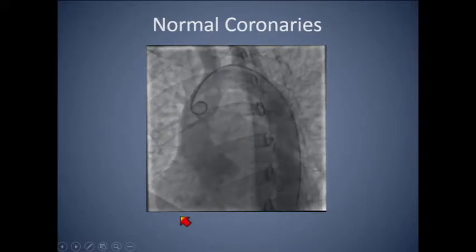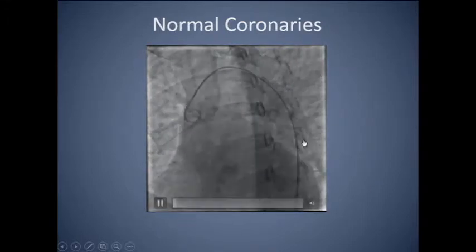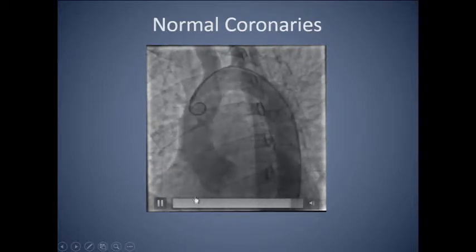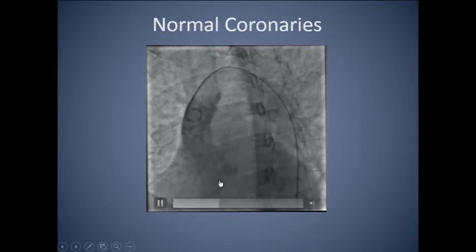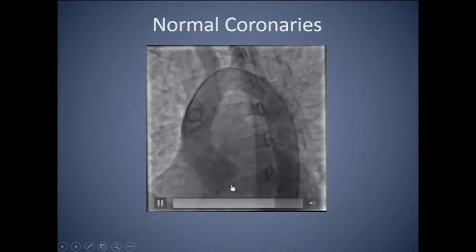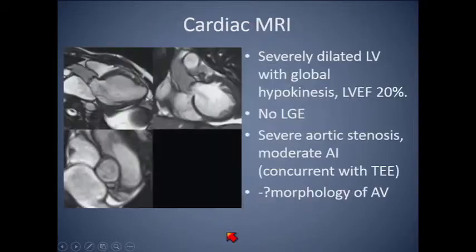He had his coronaries cleared on cath, and I'm not going to show you normal coronaries. He didn't have a recurrent coarct. We saw that, and we also showed that on MR. What's interesting on this to me is look how heavily calcified that valve is, and look how you don't see it moving at all. So that was pretty impressive.